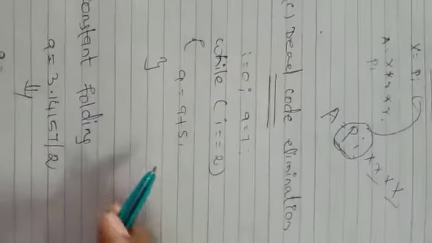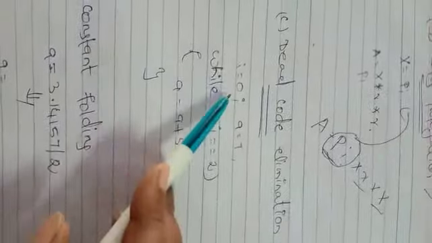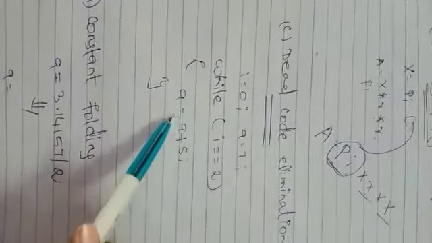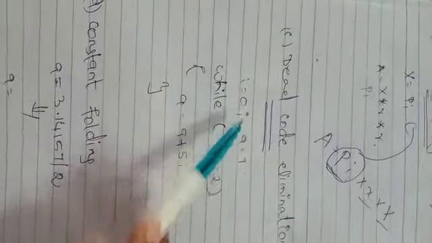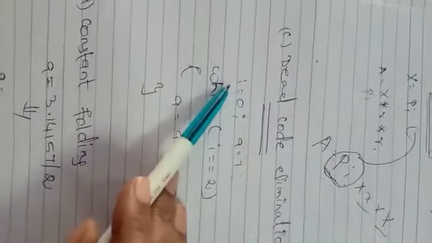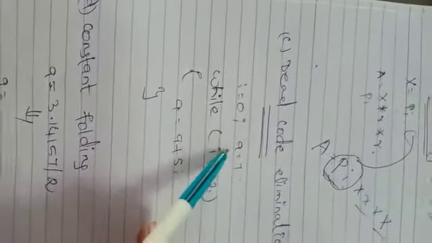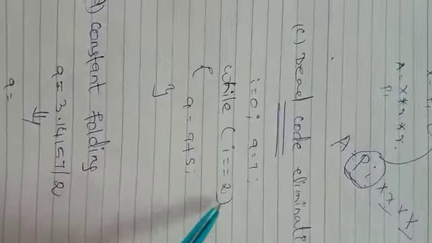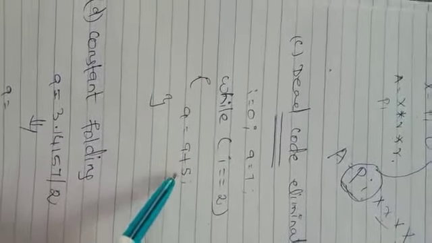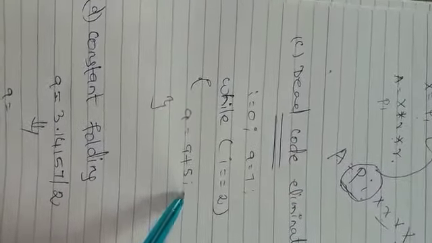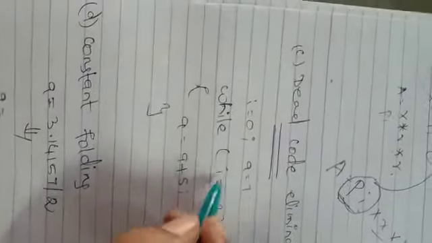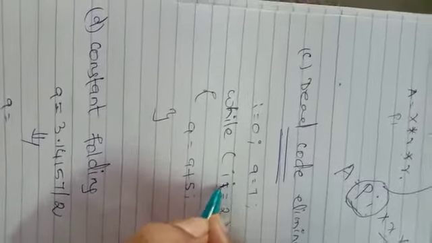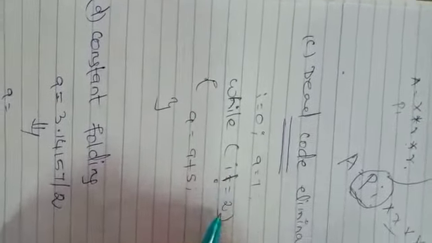Okay, here just consider a program: i equal to 0, a equal to 7, while i not equal to 2, a equal to a plus 5. So what will happen here? I define i equal to 0 initially, a equal to 7. Then the condition is i not equal to 2, so a equal to a plus 5.